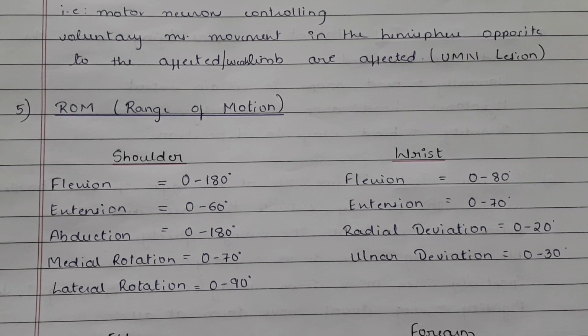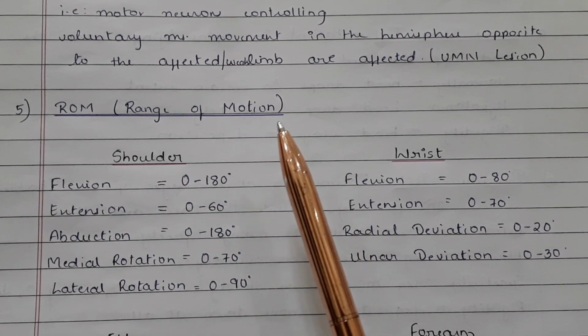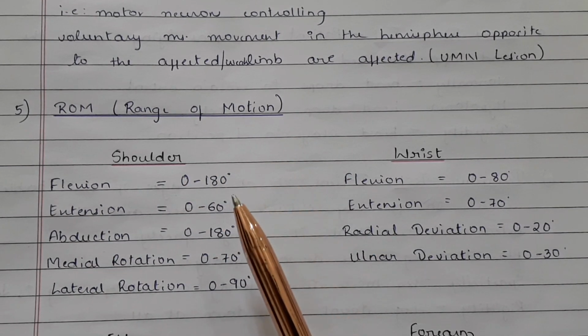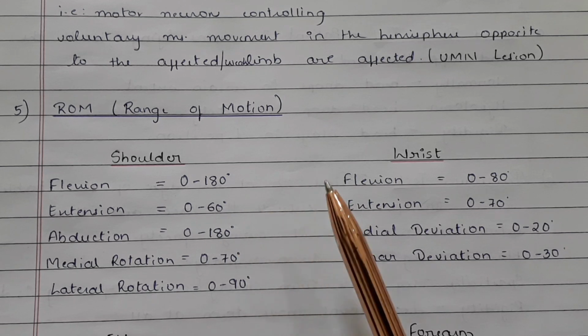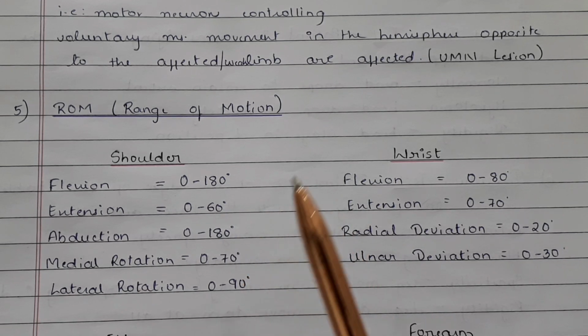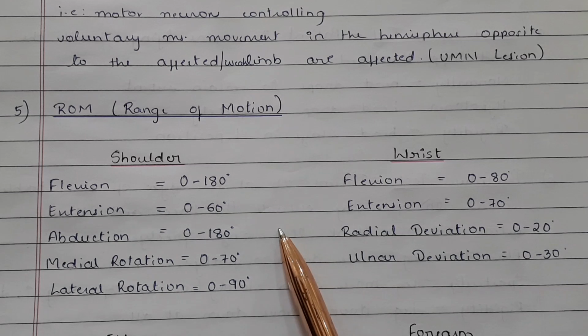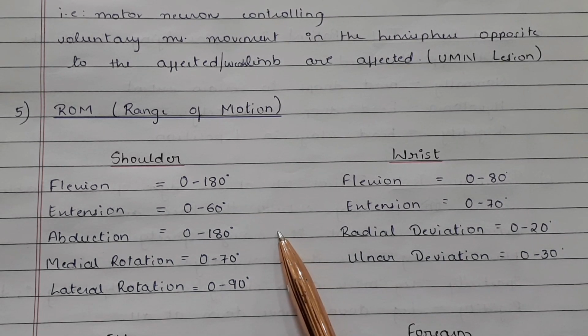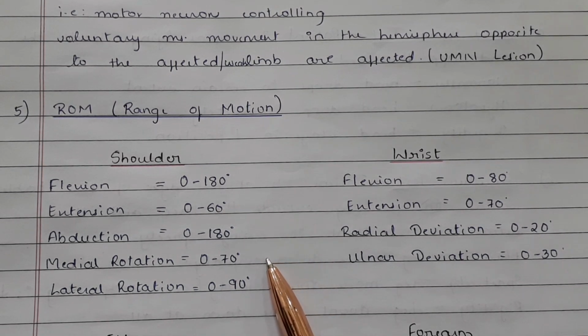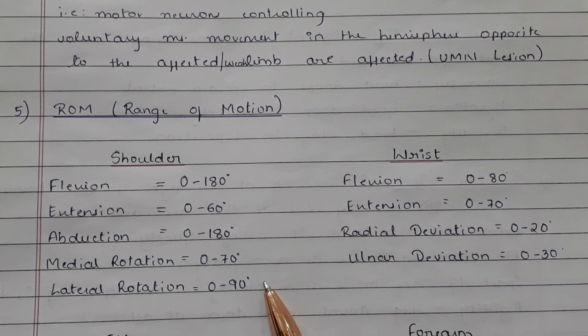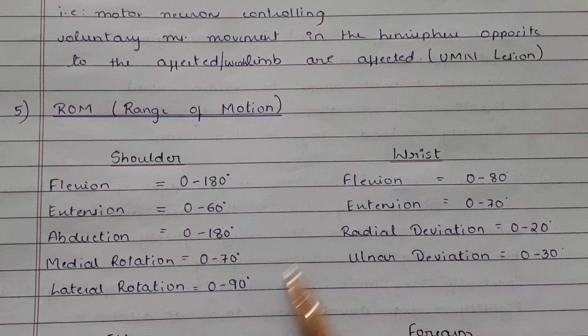Then we have range of motion or ROM. Let's see the shoulder ROM. Shoulder flexion 0 to 180 degree, shoulder extension 0 to 60 degree, shoulder abduction 0 to 180 degree, medial rotation 0 to 70 degree, lateral rotation 0 to 90 degree.